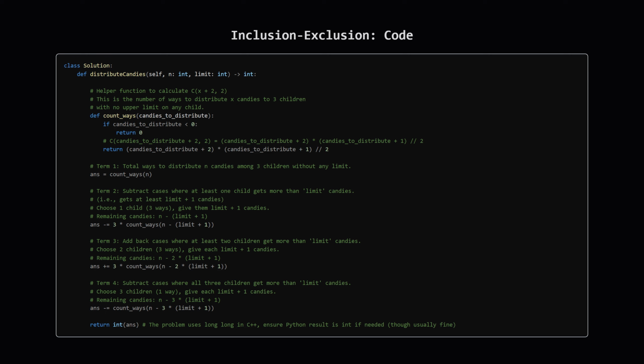Then, for the main calculation, the answer starts as count_ways of n. Then we subtract 3 times count_ways of n minus the quantity limit plus 1. Next, we add 3 times count_ways of n minus 2 times the quantity limit plus 1. Finally, we subtract count_ways of n minus 3 times the quantity limit plus 1. And that gives us our final answer.